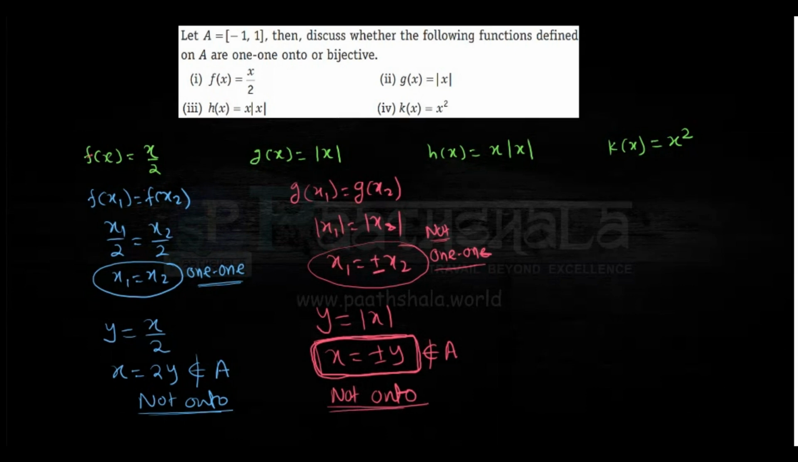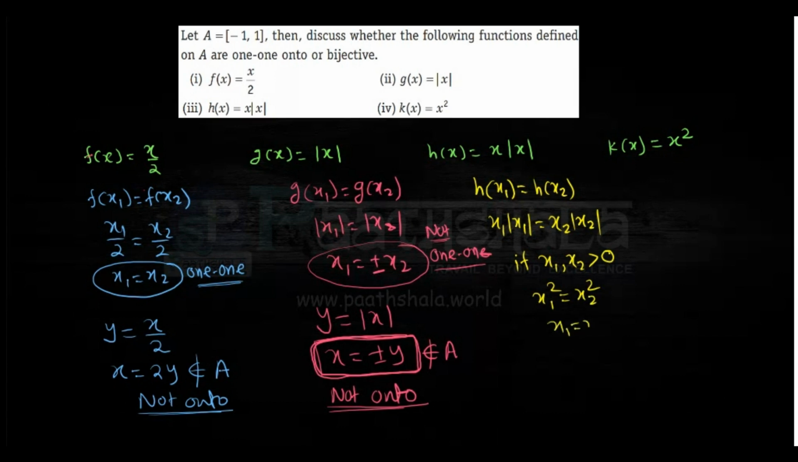Let's talk about h of x, which equals x mod x. So we can consider h of x1 equals h of x2. So we can write x1 into mod of x1 equals x2 into mod of x2. This is equal for different conditions. If we consider x1, x2 greater than or equal to 0, then we can write x1 square equals x2 square, that is x1 equals x2.